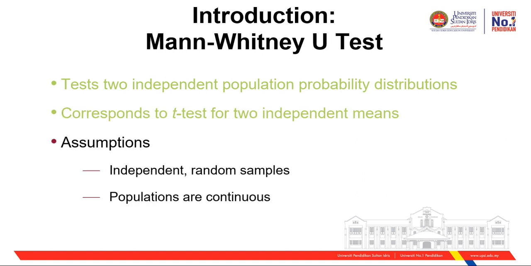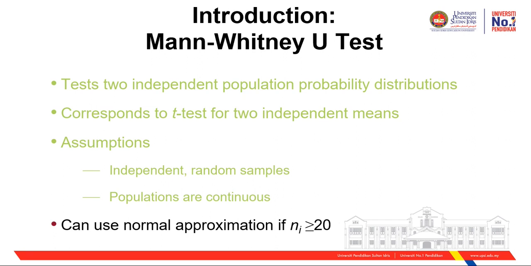As for the assumptions, in which situation you can use this Mann-Whitney test: we assume the samples are random and independent, and the populations are continuous. We can use the normal approximation, in this case a large sample, if N1 is greater than or equal to 20 and N2 is greater than or equal to 20. Some books write 10 and above as large, and some books write 30 and above. Here I'm using 20 and above as a large sample.